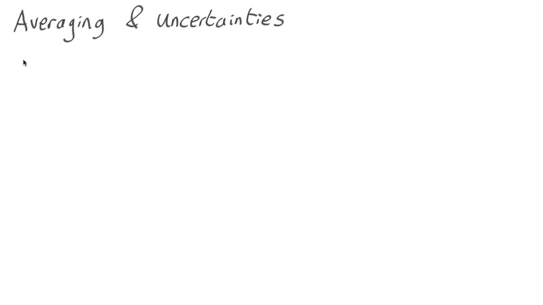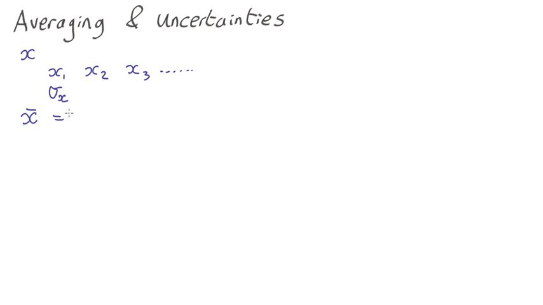So the idea would be we're trying to measure something x, and we get lots of different measurements. We get x1, x2, x3, and so on. Each of these has an uncertainty, let's say sigma x. But what we want to do is work out the average, x bar.